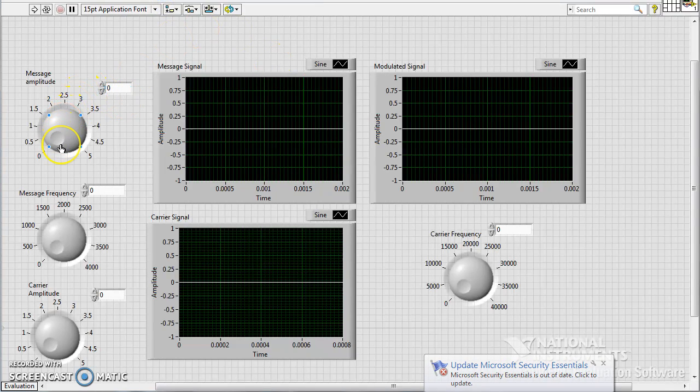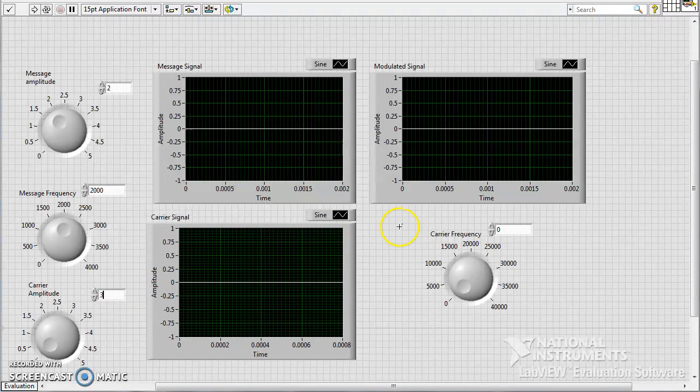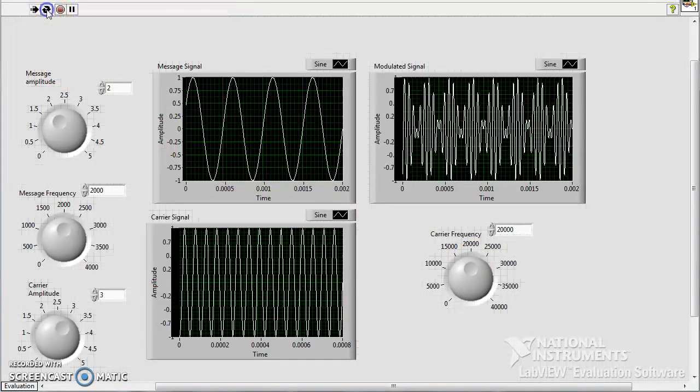I have a message signal amplitude of, let me give, 2 volts. Message frequency, let me take it around 2000 hertz. Carrier amplitude, let it be around 3 volts, and the carrier frequency, let it go up to 20 kilohertz. Since the carrier frequency should be greater than the message frequency, I have taken it as 10 times greater than the message frequency. Let me run this simulation.